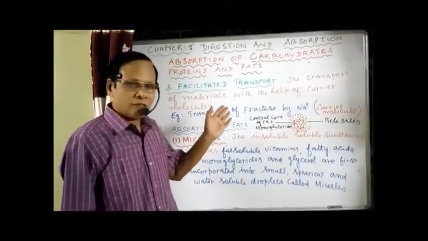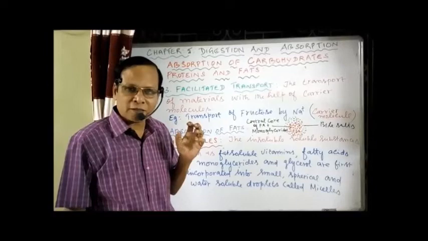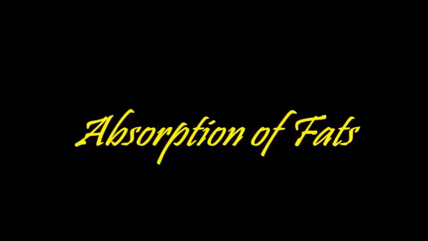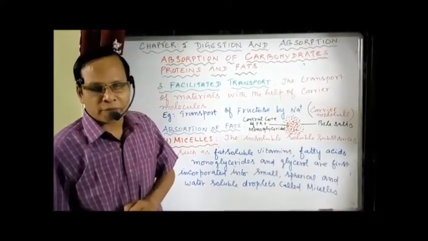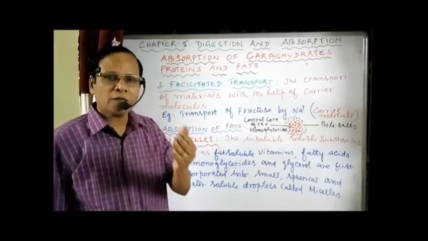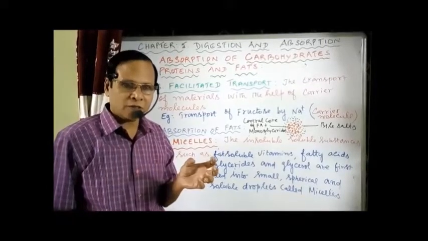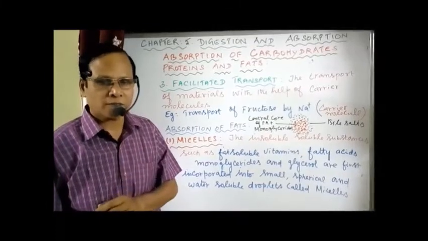Now, the materials are absorbed either actively or passively. But for the fatty acids and glycerol, or absorption of fat, it requires a different mechanism. Now, absorption of fats. What is happening? You see the fat-soluble vitamins A, D, E and K. Then we have the glycerol, the fatty acids, and then the monoglycerides, not mentioned in the book, made up of one molecule of fatty acid and one molecule of glycerol.